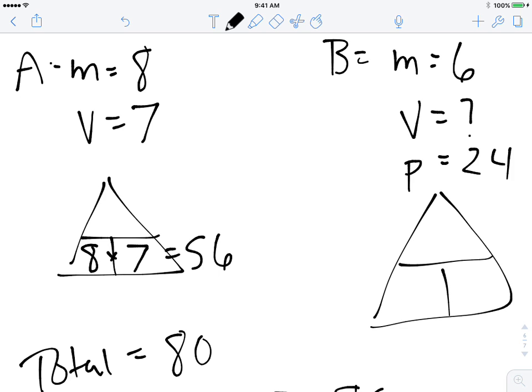So I make my triangle. I can put my mass in the bottom and my momentum in the top, and 24 divided by 6 is 4. So 4 meters per second is my answer.